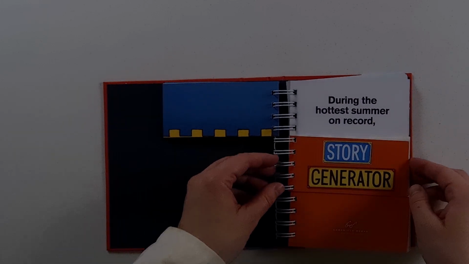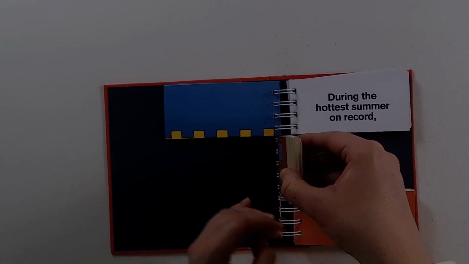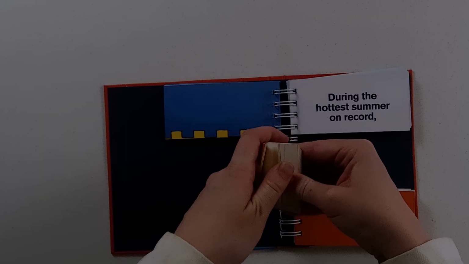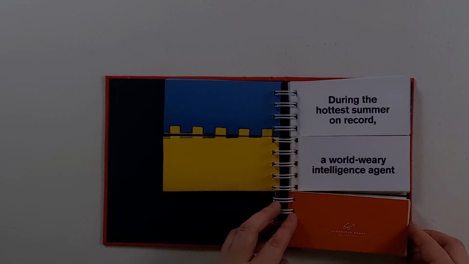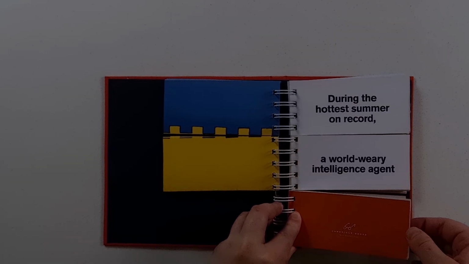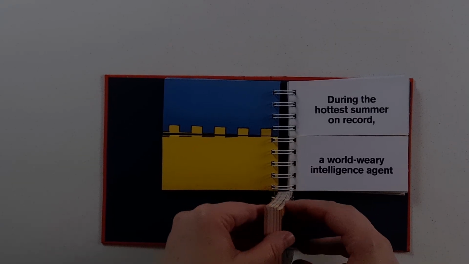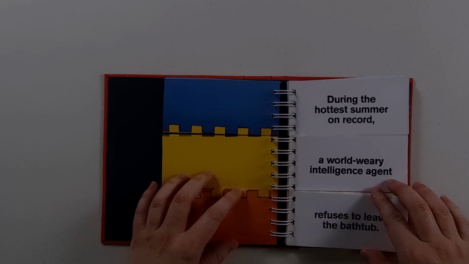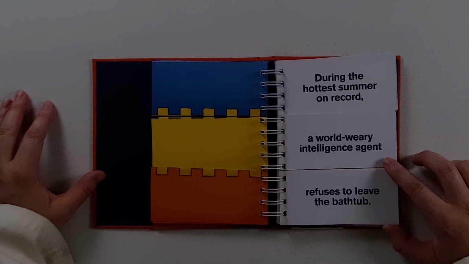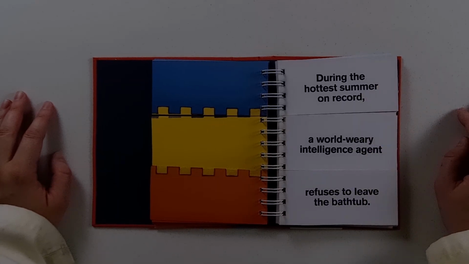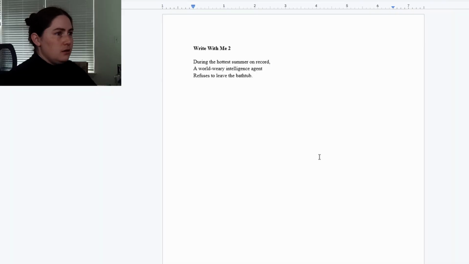Alright, during the hottest summer on record. Good place to start, considering it's about 100 degrees outside. A world-weary intelligence agent, alright, refuses to leave the bathtub. Well, this story practically writes itself, doesn't it? Oh, this is going to be good. I'm excited. We've got our prompts. During the hottest summer on record, a world-weary intelligence agent refuses to leave the bathtub.